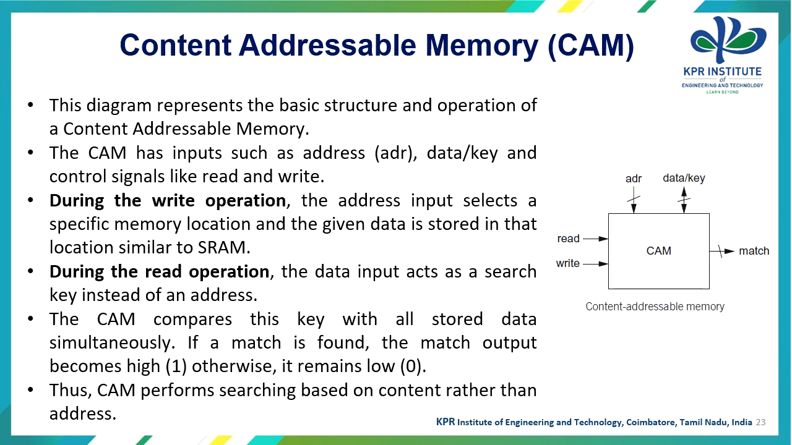Let's discuss content addressable memory, which in general we call a CAM. The diagram given here represents the basic structure and operation of the content addressable memory. The content addressable memory has inputs such as address, data or key, and control signals like read and write. During the write operation, the address input selects a specific memory location and the given data is stored in that location, similar to SRAM.